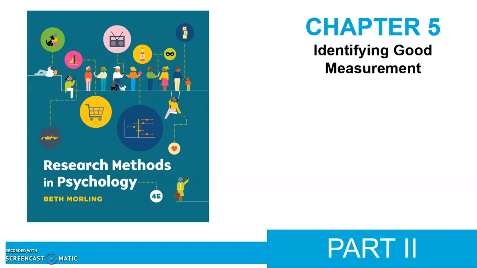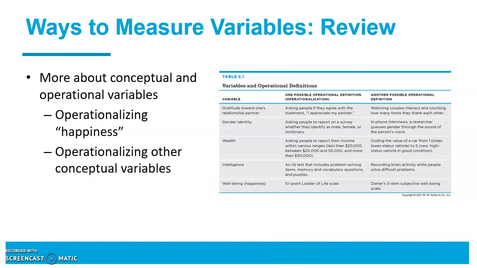Okay, so this is chapter 5, identifying good measurement. Just a little review first, connecting these two concepts of operational definitions and conceptual variables. There are different ways that you could operationalize a particular conceptual variable, like gender identity. You could measure that by having people self-report their gender identity, or you could have a researcher observe the sound of the person's voice on a phone interview and guess what their gender is. You may argue one of those might be more reliable, more valid than the other.